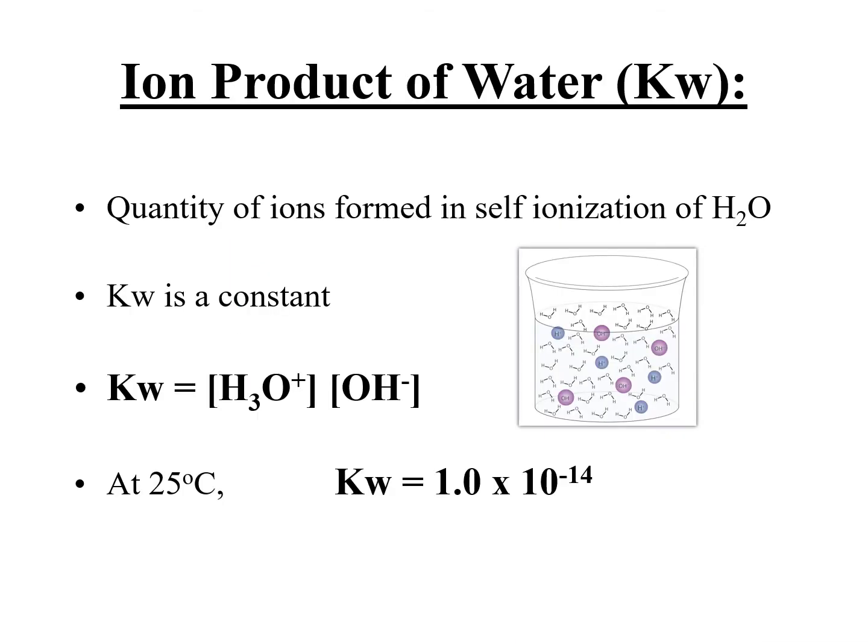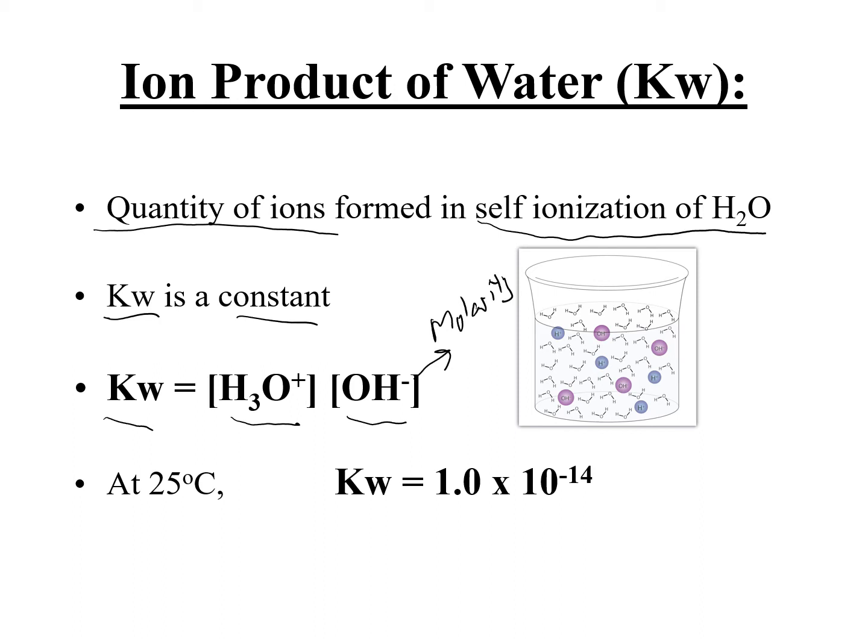We can measure the amount of ions that are formed in the self-ionization of water. This is what we call a constant, Kw, the ion product of water, how much we formed. The formula for that is Kw is equal to the concentration of hydronium ions times the concentration of hydroxide ions in molarity. The brackets here mean the concentration of the ions in molarity. If we were to determine what that number is, we would find that Kw is equal to 1 times 10 to the negative 14th. That's how many ions we have.